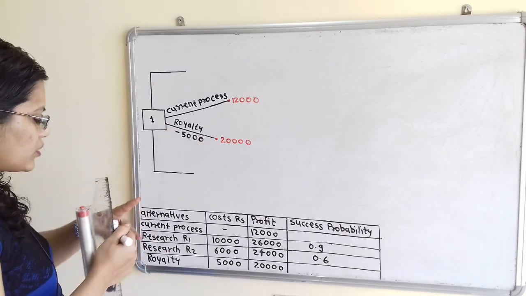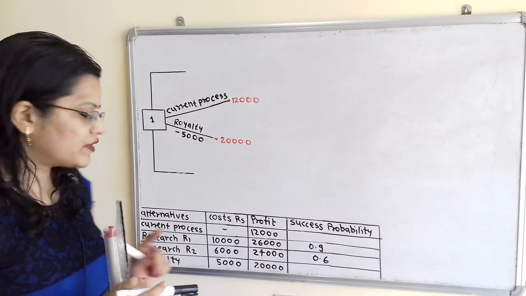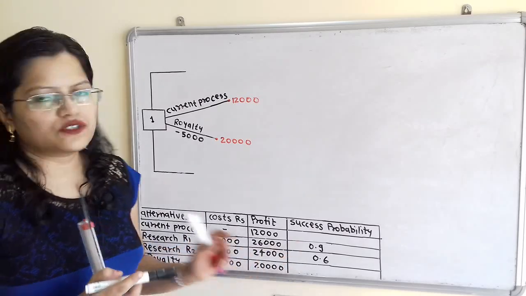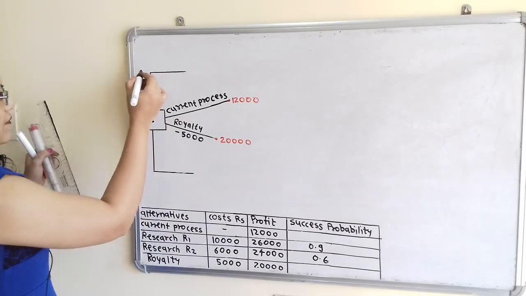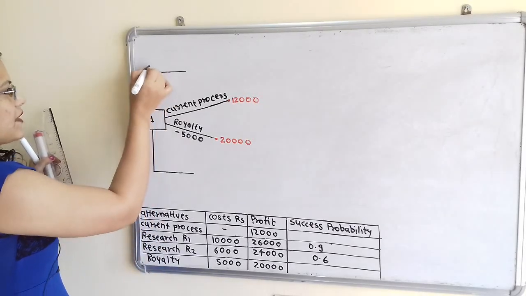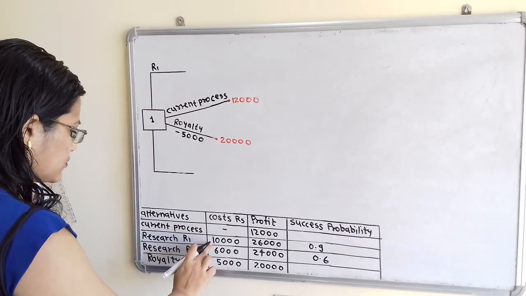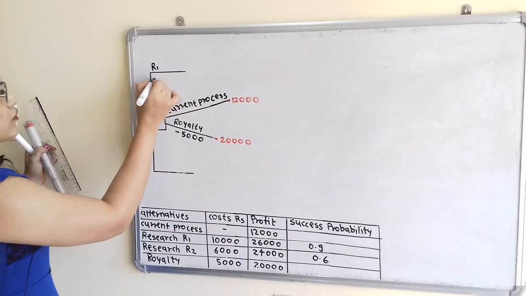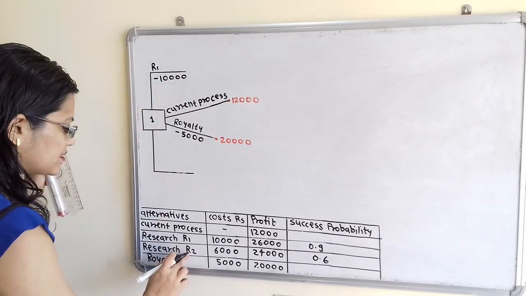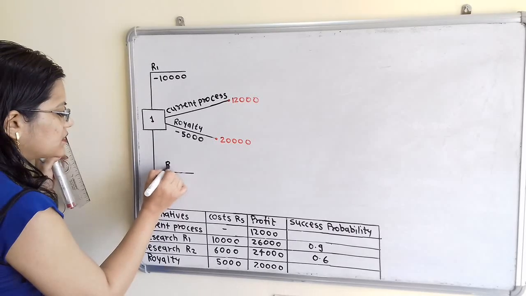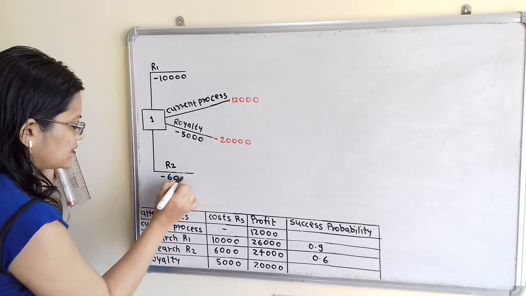Now we will move to the next decision, that is research R1 and research R2. Here there are two chances of occurrence. First we will write the research R1, so I will simply say R1. For this R1, it will cost rupees 10,000, so we have to write minus 10,000. And for research R2, it will cost 6,000 rupees, so we have to write minus 6,000.